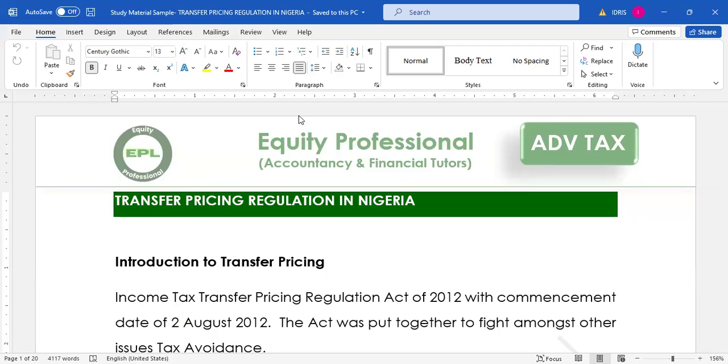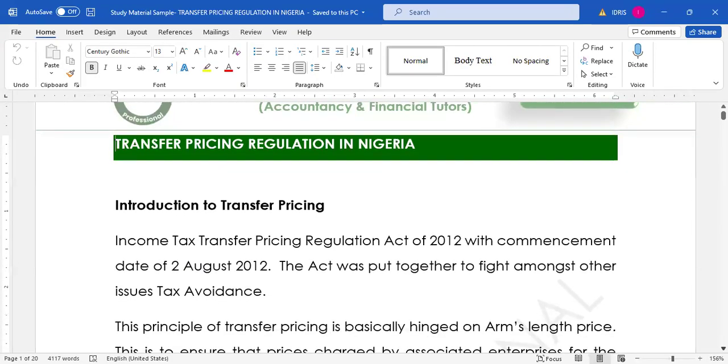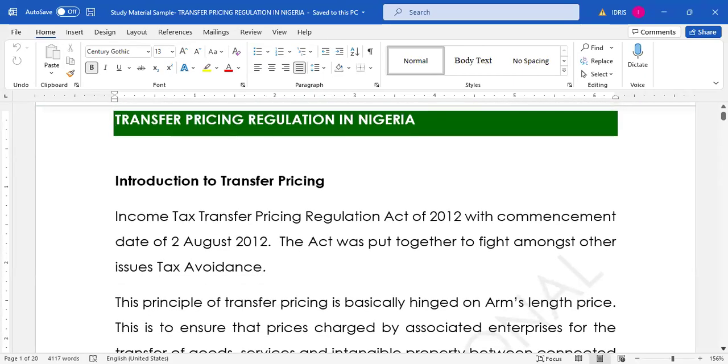Before we go to this issue of regulation, let's even talk about transfer pricing itself. The regulation of transfer pricing commenced in 2012. FIRS started regulating transfer pricing effective from 2nd of August 2012, when the Transfer Pricing Regulations were signed into law. The objective of transfer pricing regulation is to guard against tax avoidance or tax evasion.